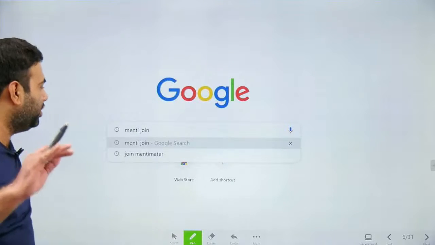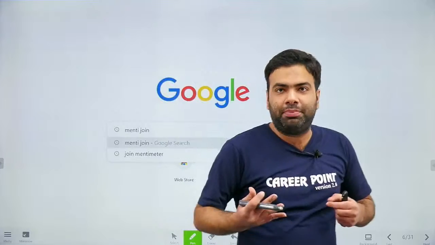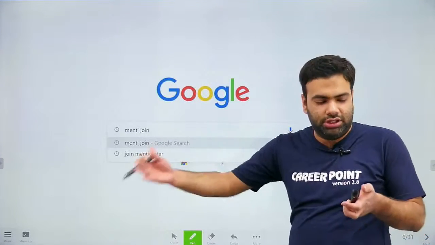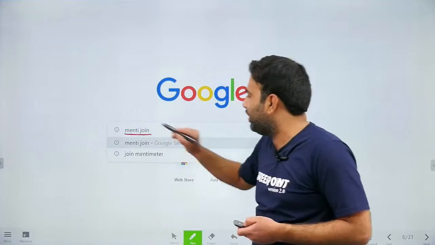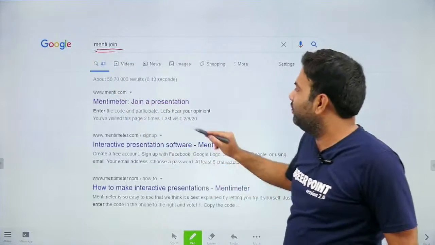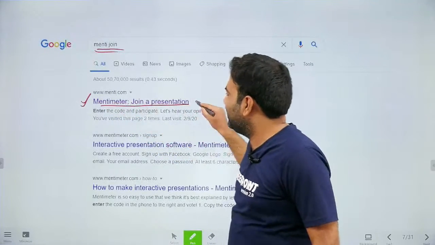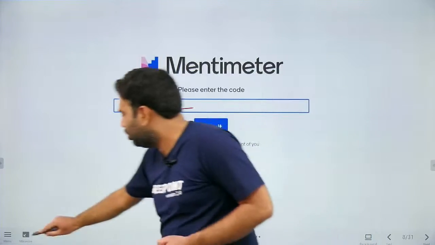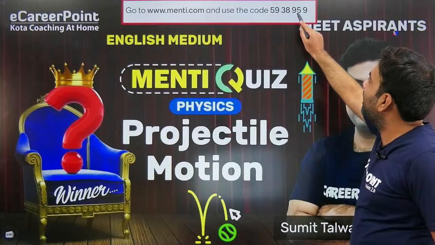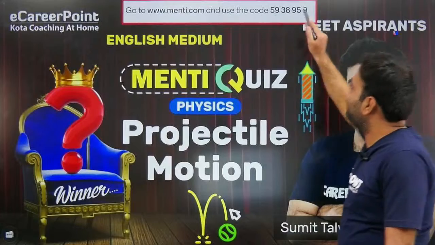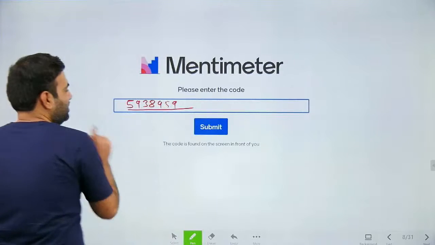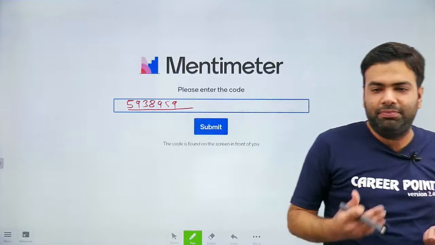Now if you want to join the quiz, those who are new, just open a new tab either on a new device or on the same device. You can use your tablet, mobile phone, or the same PC, but use a different tab, and in Google search Menti Join. You will see this link, Mentimeter Join a Presentation. Open this link, and the website will ask you to enter the code. So what is our code? The code is in front of you, 5938959. Just enter this code and click the submit button, and you will be able to participate in this quiz that I'm going to start.